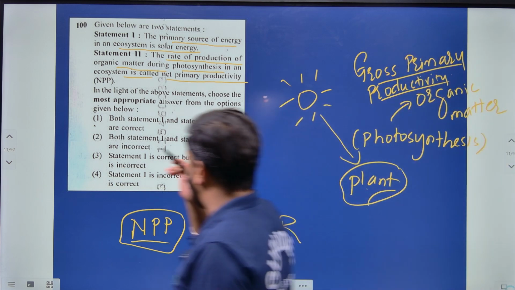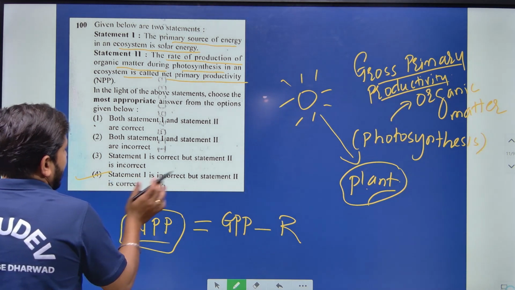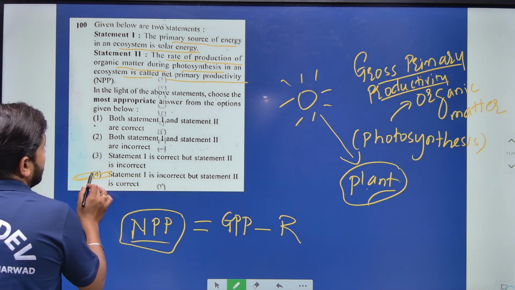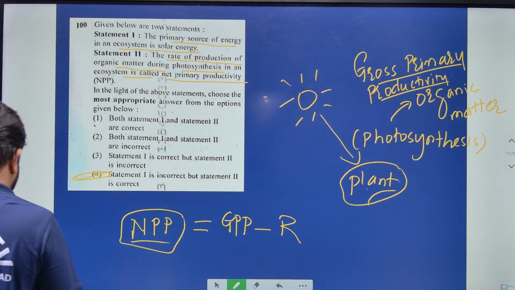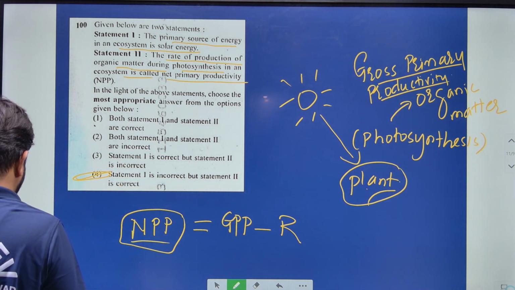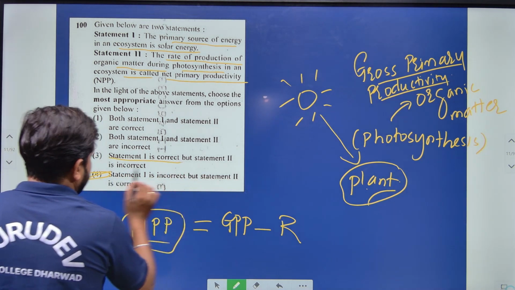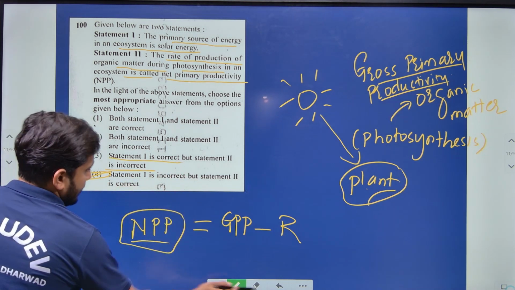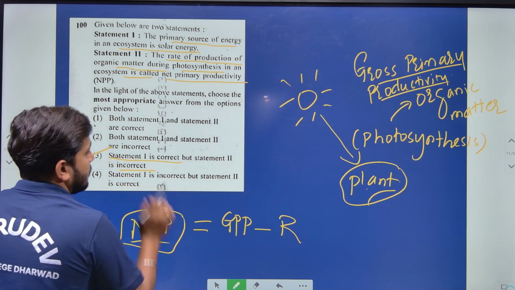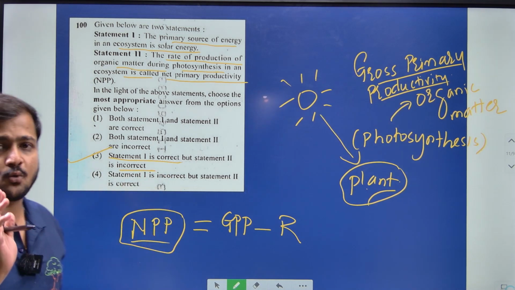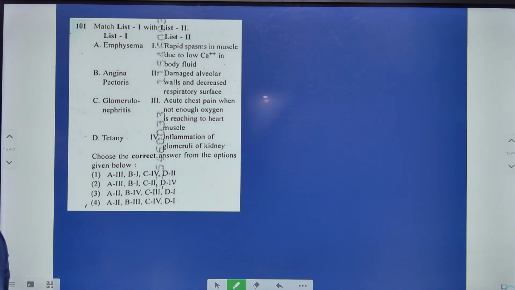So according to that, statement 1 is correct and statement 2 is incorrect. Here, statement 1 is correct but statement 2 is incorrect, right? The option here is 3, that is, statement 1 is correct but statement 2 is incorrect. Then moving on to the next question.